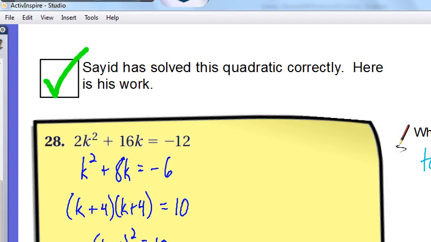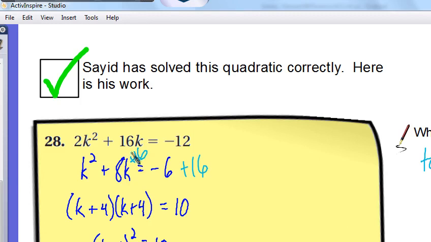Caleb? To get a perfect square on the left side. Yeah, that's the thing we need right here. To make this side a perfect square trinomial, so we add 16 to both sides. If we don't have that, this is not the factored form of k squared plus 8k. If we were to multiply this out, we would get that 16.